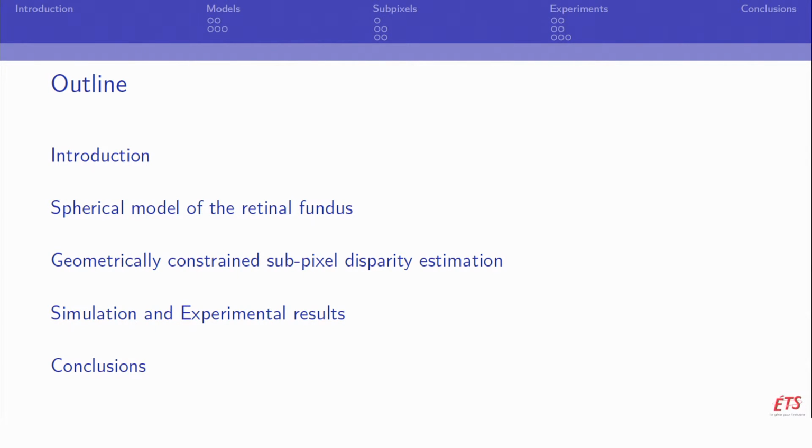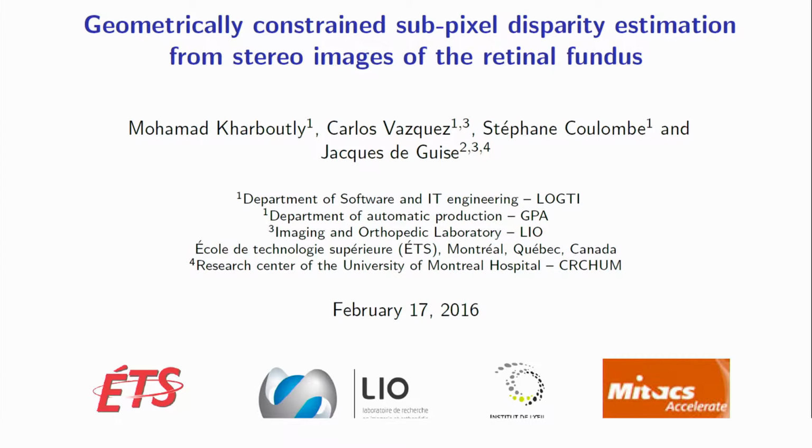So back to now. I will be talking about geometrically constrained subpixel disparity estimation for stereo images of the retinal fundus. Just to clarify, the retinal fundus is the back of the eye. So basically, we put a camera that looks inside the eye and then extract the information from the back. This is the work of my postdoctoral fellow, Mohamed Kharboutly, in collaboration with Stefan Coulombe and Jacques de Guise from the ETS.